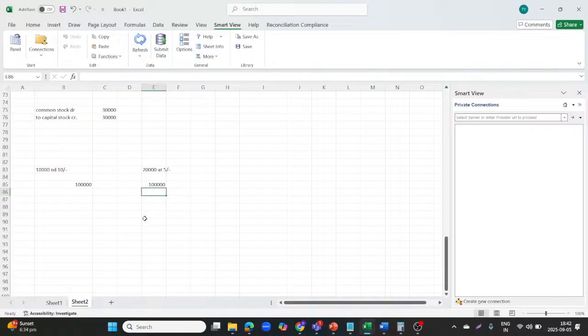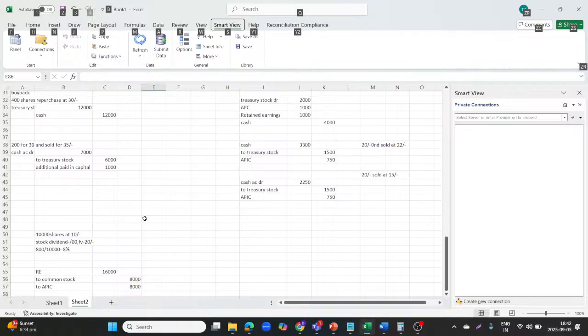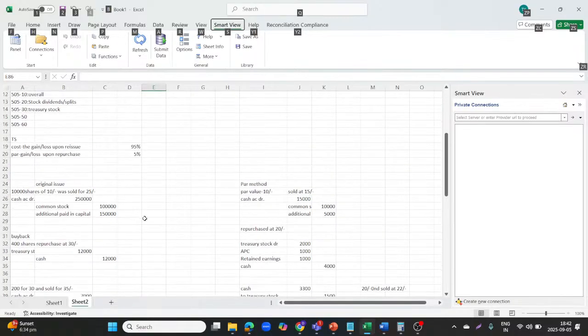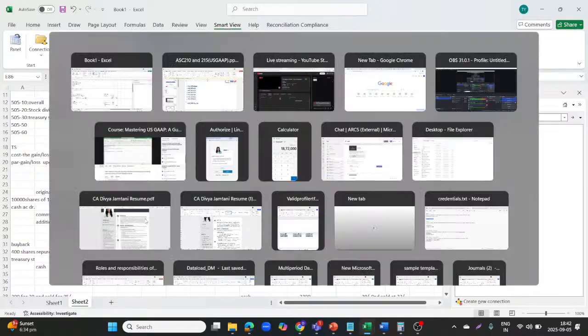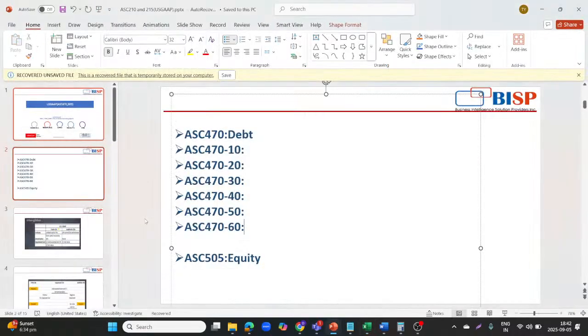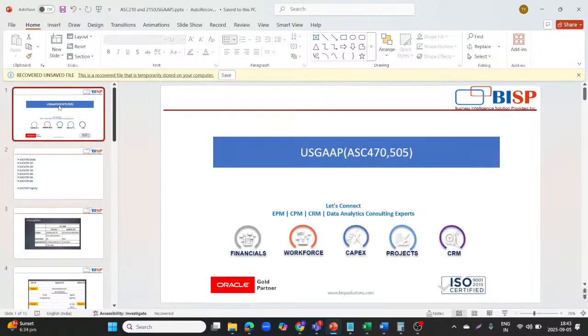All these things we studied in Accounting Standard 505, equity: what is the stock split, the treasury stock, the reverse stock split, the stock dividend, the large and small stock dividend. So that's all for today. We covered the two standard codifications, that is 470 and 505.